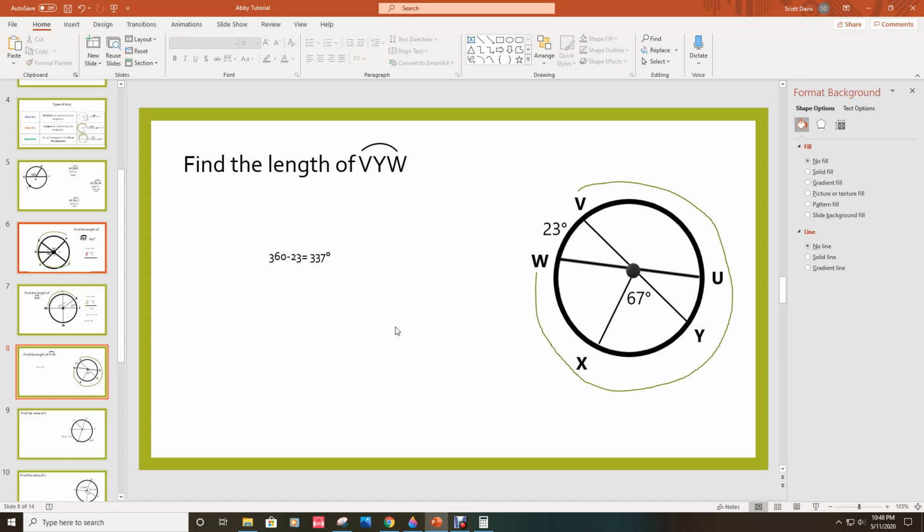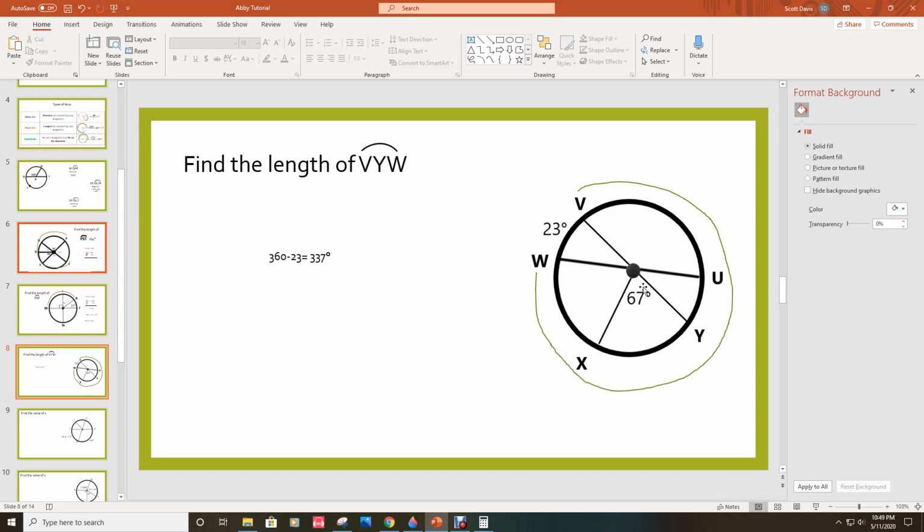If you're curious, by the way, to do that degree symbol on the computer, you hold down Alt and then use the numbers 0176 if you ever have to put in a degree symbol. Fun fact for you. Alright, so VYW's arc length, 337, okay? And we can check it. We always want to check it.